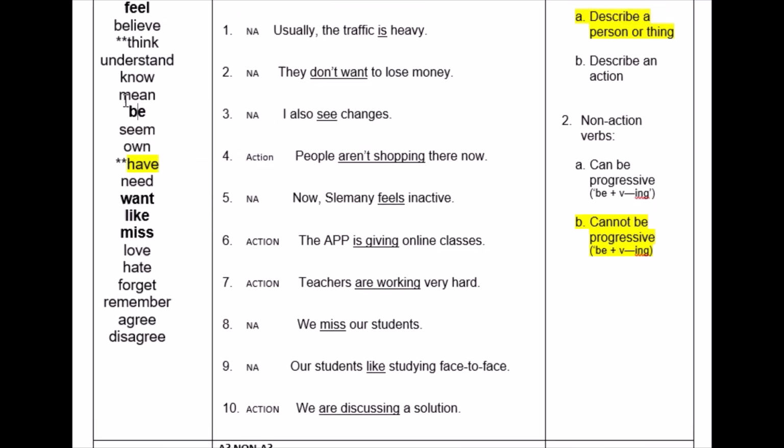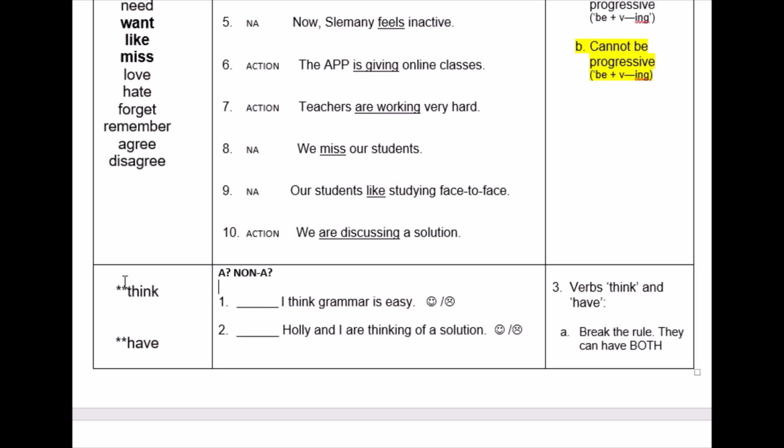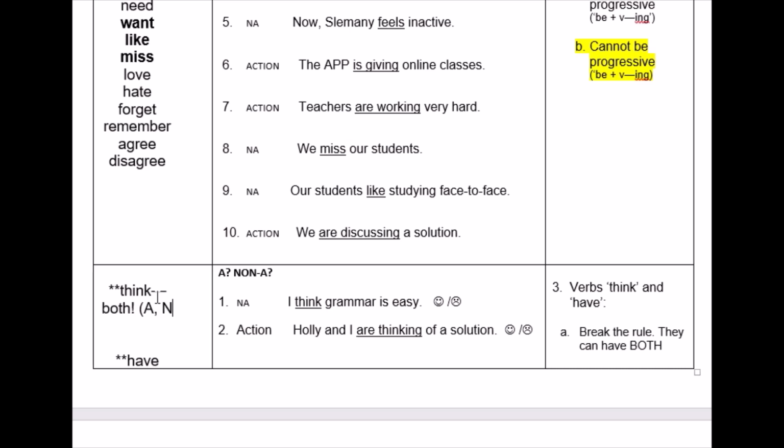Okay. So remember I said that have and think, they are actually both actions and non-actions, okay? So how is think used in this sentence? Number 1, I think grammar is easy. Right? Is that an action or non-action? This one is non-action. Okay. But for number 2, Holly and I are thinking of a solution. We are thinking of a solution. Is that an action or a non-action? This time it's action. Okay. So think is both action and non-action, okay?